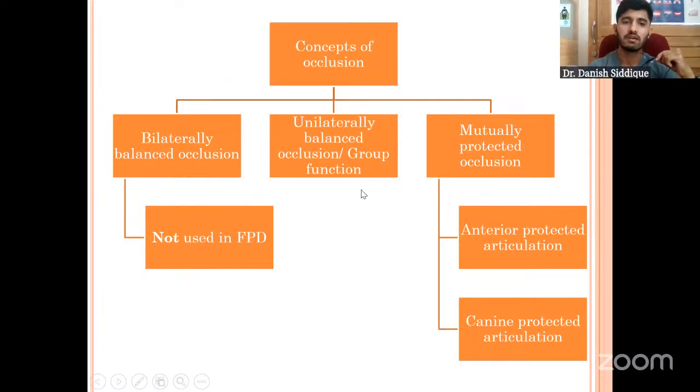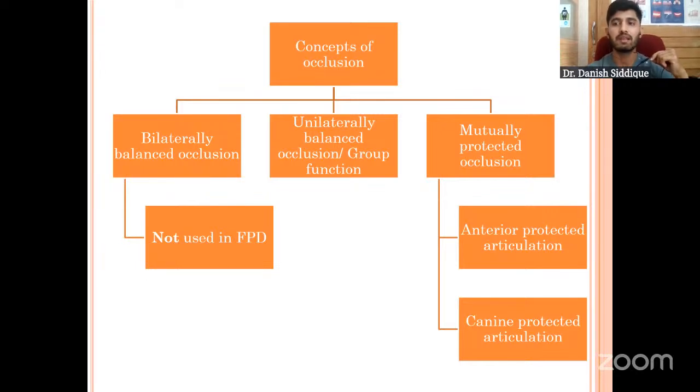Among these, bilateral balanced occlusion was initially taken up by Stuart and Stallard, and it was propagated by McCollum as well. They tried it in normal FPDs, like our natural teeth, and it led to a lot of failures because our natural teeth act as individual units. Every tooth has its own movement associated with the periodontal ligament, its own amount of bone support, and different forms of the root. So it does not act like a single unit.